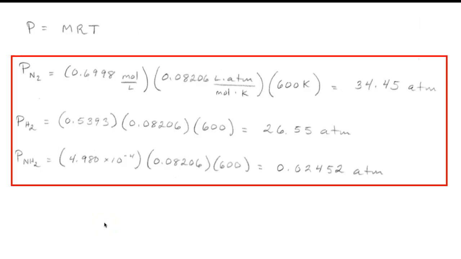We plug that in, so everything in the red box right now is actually the final answer. I reported the answer with 4 significant figures. It should be with 3 significant figures. But the partial pressure for each of the components is represented there. We have 34, which with 3 sig figs would be 34.5, 26.6, and 0.0245 atmospheres for N2, H2, and NH3 respectively.